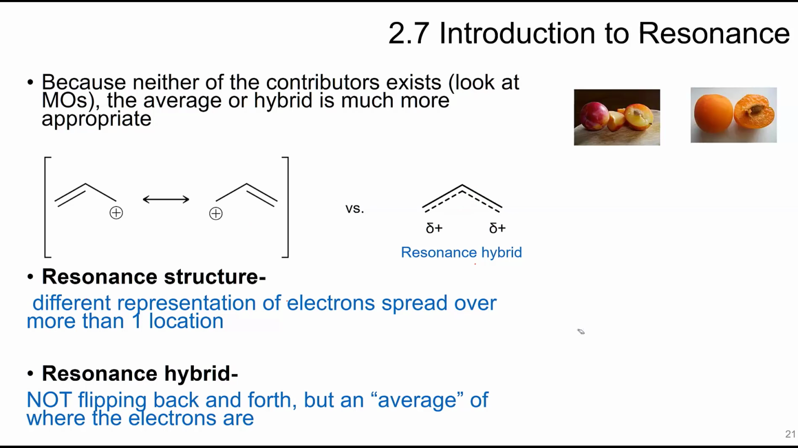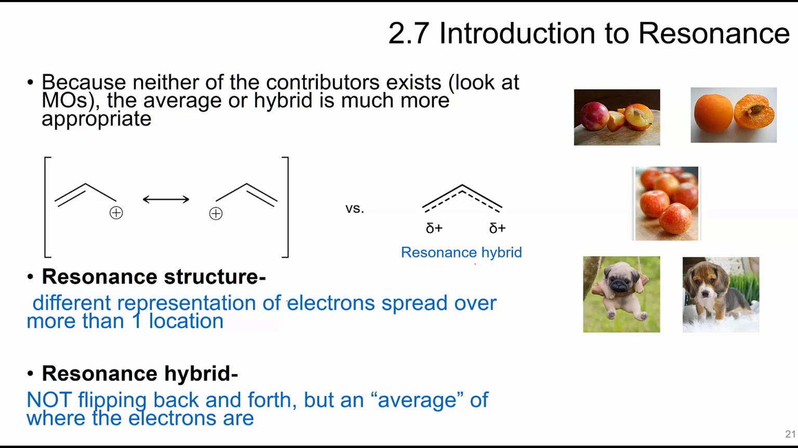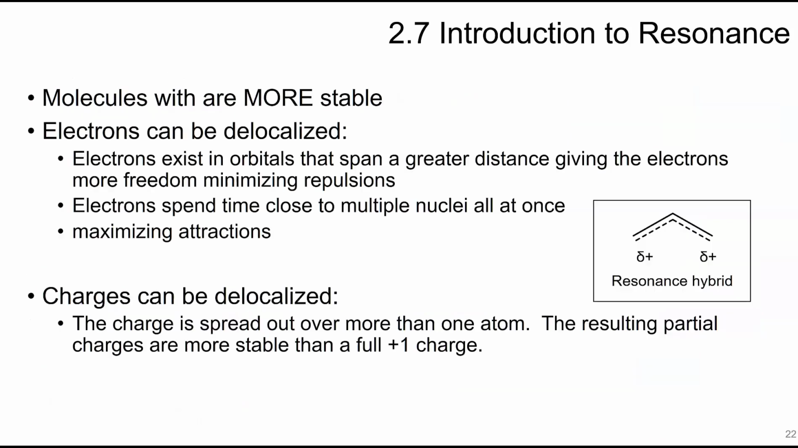If you think of a plum and then you think of a peach, you get a nectarine, and the nectarine is a hybrid of the plum and the peach. But when you're eating the nectarine, it's not like it is a plum one day and a peach another day. Or if you think of a puppy, you have a pug puppy and a beagle puppy, and if you breed those together, you get a puggle. But that puggle is not a pug one day and a beagle the next. It is an average of both of those things. Molecules with resonance are more stable.